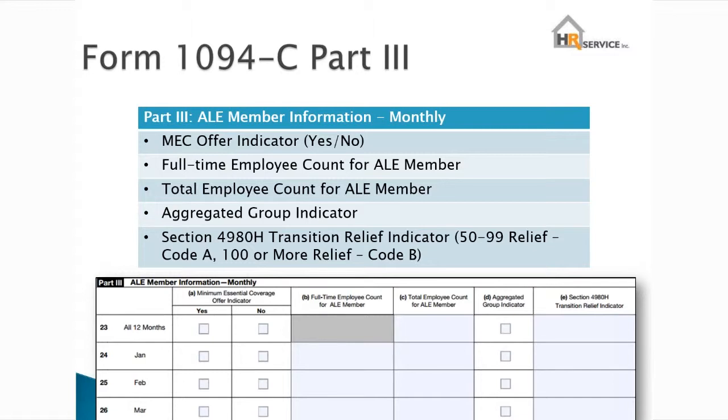Column D, if you checked yes to line 21, meaning you were part of an aggregated group or controlled group, check the box for each of the months of the year that this is applicable to your organization, or if it applied for the whole year, all 12 months. For column E, only fill this out if you selected box C in line 22 for transitional relief under 4980H. If you have under 100 employees, enter code A. If over 100, code B, showing the type of relief for which you're eligible.